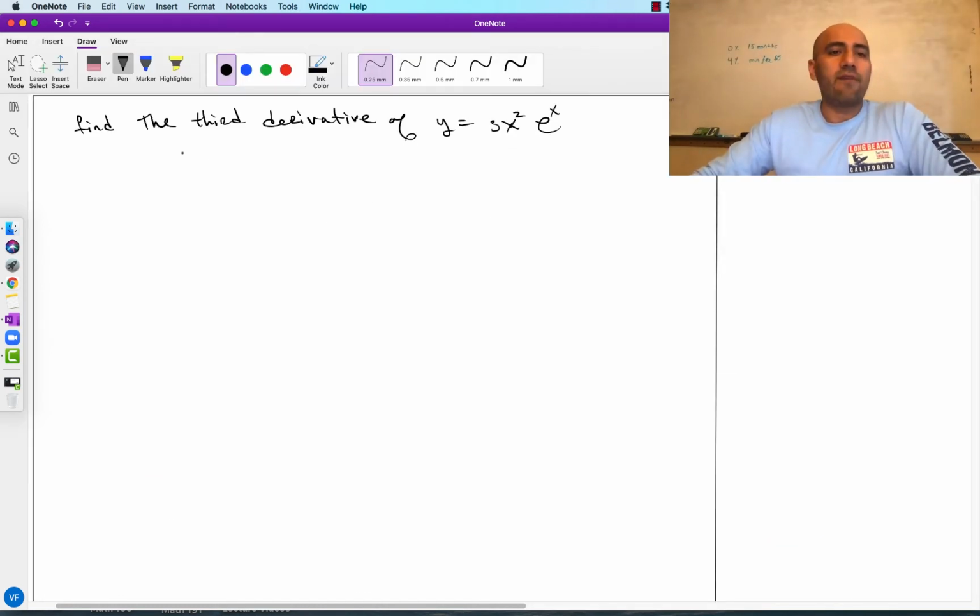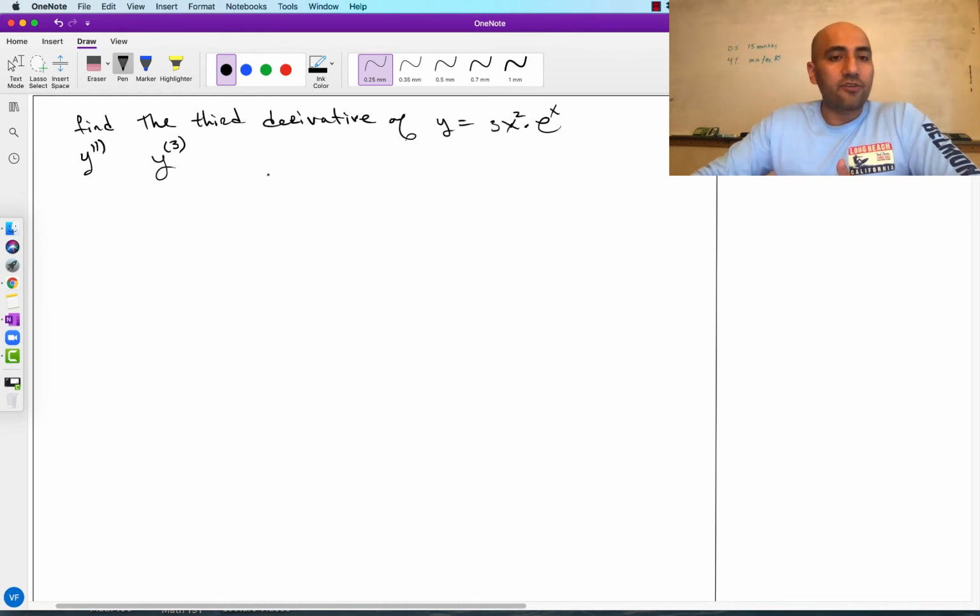Okay, find the third derivative of y equals 3x squared e to the x. So here's a multiplication. Find the third derivative. We can also ask the same question by saying find this. Find 1, 2, 3. Same thing. That's the third derivative. Also, notation-wise, we could put a little 3 in parentheses in the exponent. Both of these also represent the third derivative.